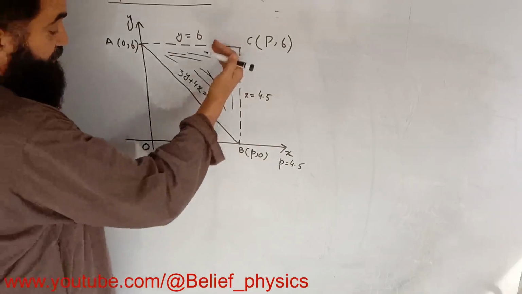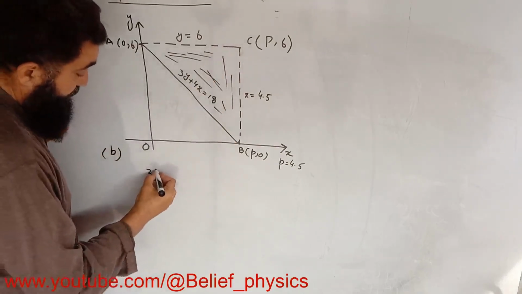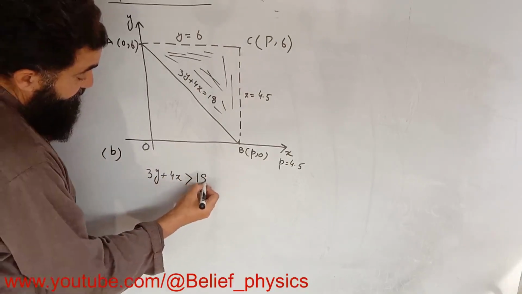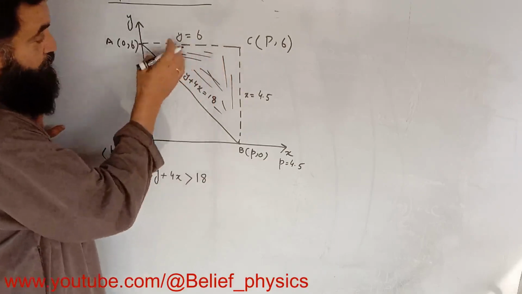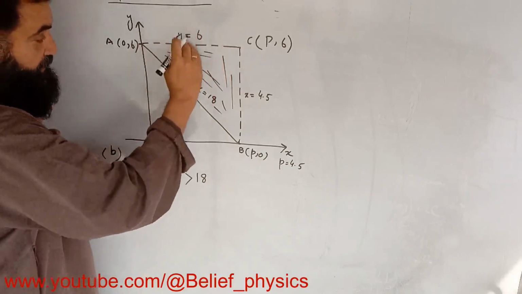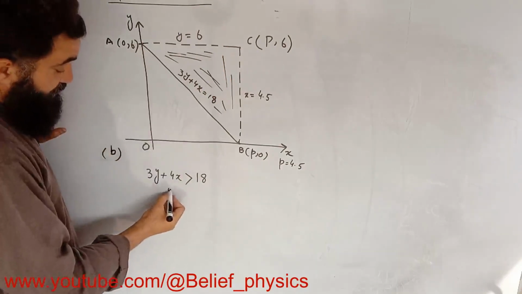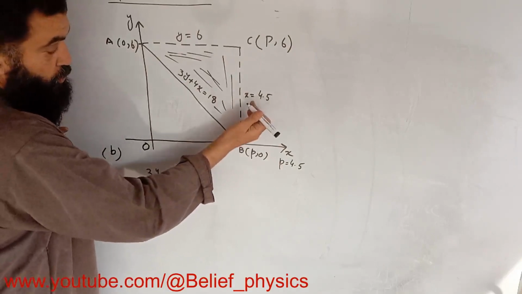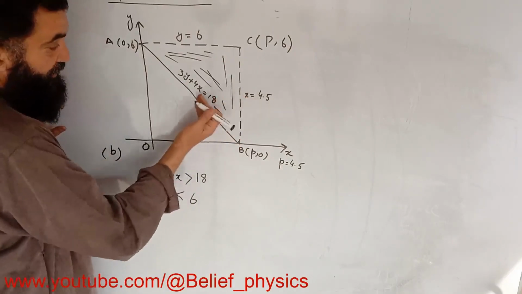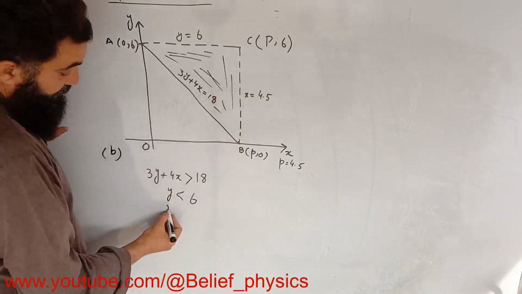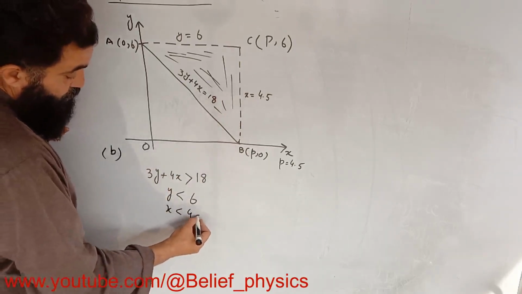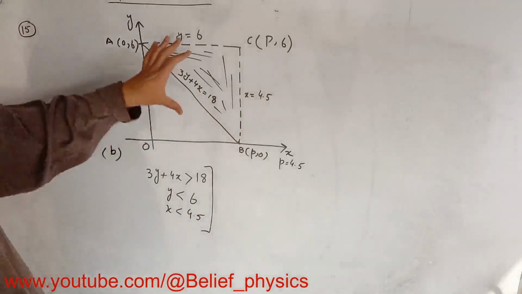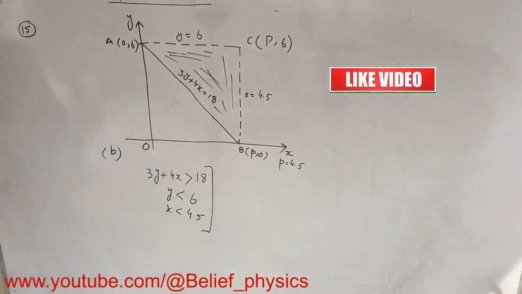Now this is above this line. So the first inequality will be 3y plus 4x greater than 18, because it is above, so above means greater than. And now this is y equal to 6. Under this line y will be less than 6, so the second inequality will be y is less than 6. This is x equal to 4.5, so to our left all the values of x will be less than 4.5. We will write x is less than 4.5. So these are the 3 inequalities which define the region inside triangle ABC. That's it.